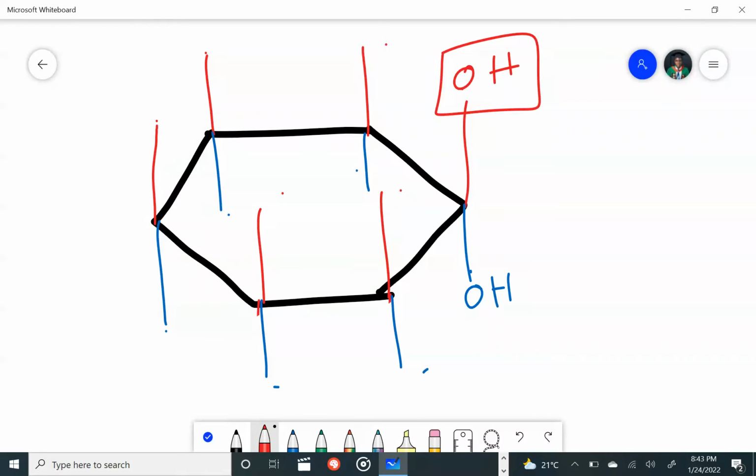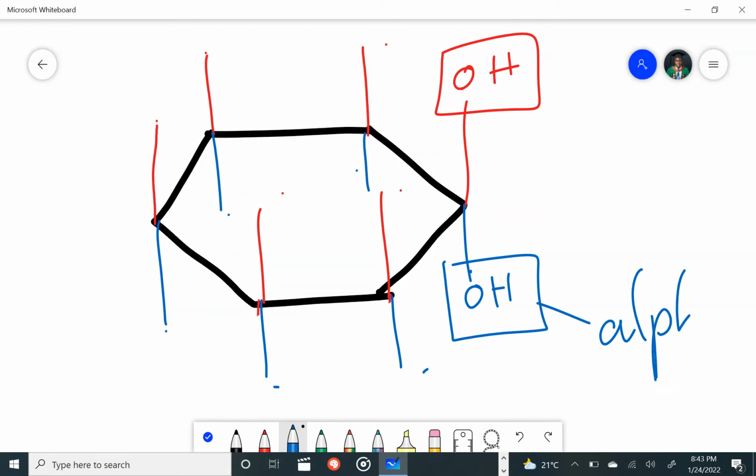So if it's below the ring, the way it is here, it's alpha. If the OH is down, meaning that here on top we have hydrogen, then this will be alpha.